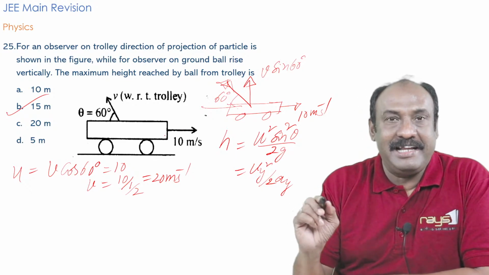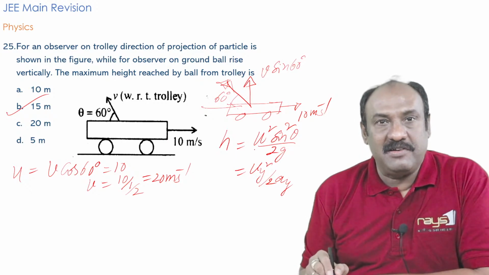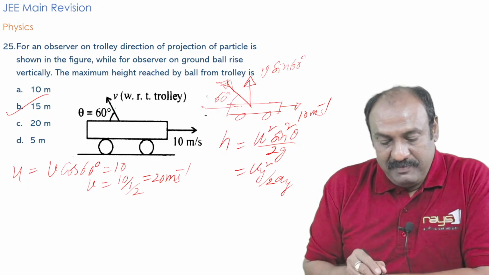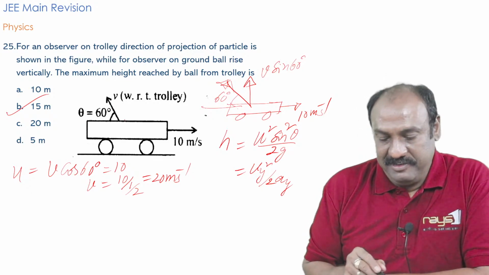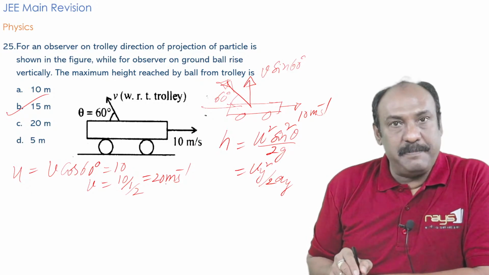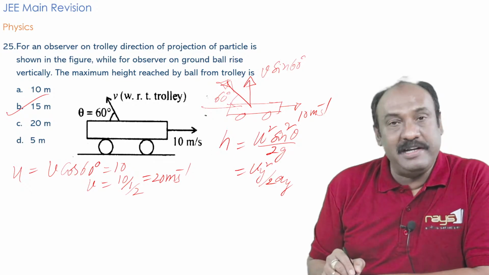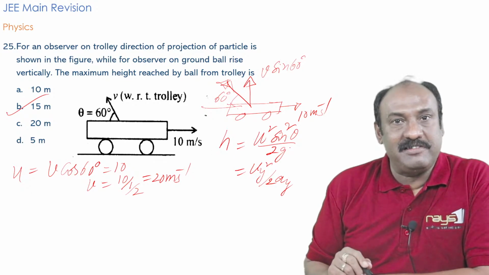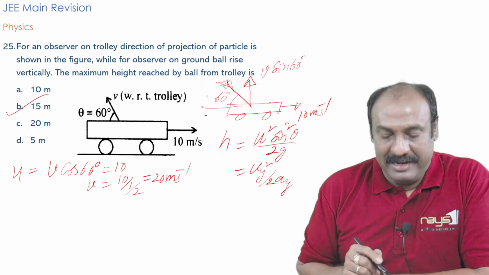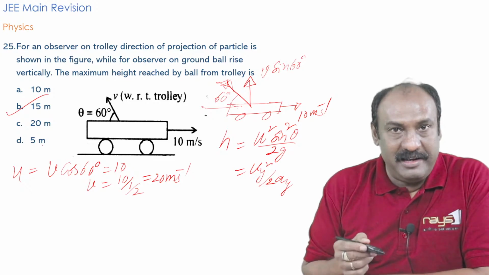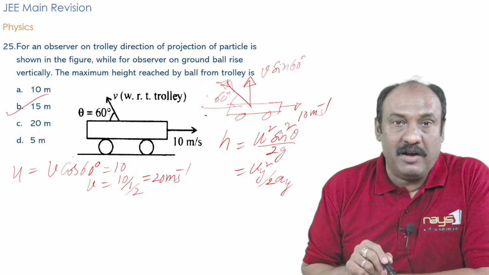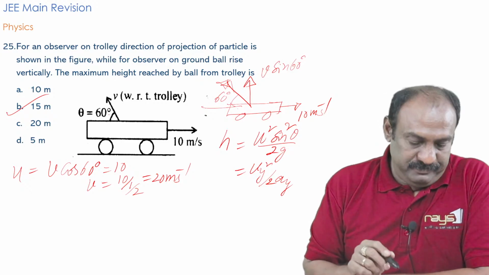For that reason, I take the direct equation for calculation of the maximum height reached by this ball. So how do you calculate the velocity of the ball? The component of the ball's velocity along the horizontal direction is equal to the trolley velocity. From this I calculate the velocity of the ball as 20 meter per second. Now substitute v as 20, theta as 60 degree, g as 10. From that you get 15 meter as the maximum height reached by this ball projected at an angle of 60 degree with the horizontal in a trolley that moves with horizontal velocity 10 meter per second. So for this one the answer is 15 meter.